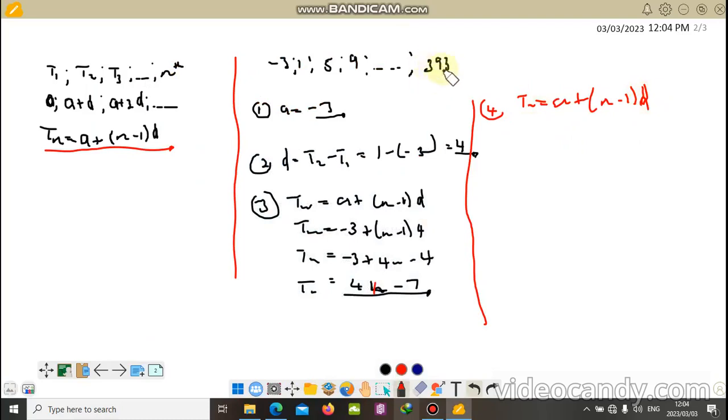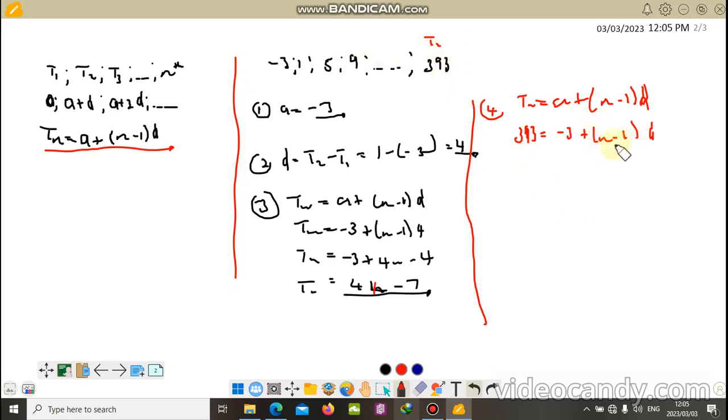So the value is this 393. So 393 equals a, which is negative 3, plus n minus 1 times d. Because we want n, the term number. The value of that term we have, it is 393. This is the value of a term, but we want to know what term number that is. Is it term 1? Is it term 2? Is it term 3? Is it term 4? Is it term 5? That's what we want to find, and that is represented by this n here.